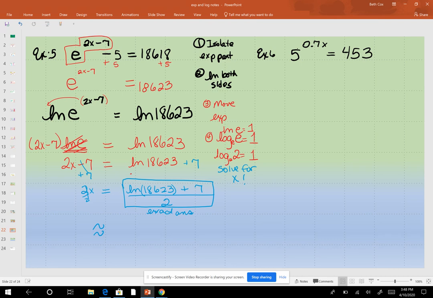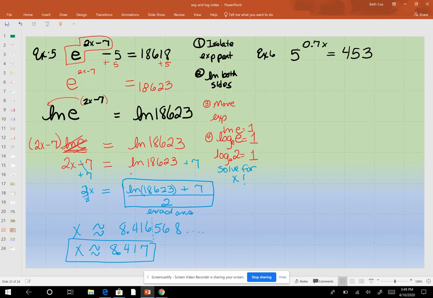And then to get an approximated answer, I have to pull out my calculator and try not to let my calculator slow me down. I'm going to hit clear, and I'm going to do natural log of 18,623, close my parentheses, plus 7 equals, divide by 2 equals, and I get 8.416568. And depending on how I want to round it, let's do 3 this time. If I am asked to round it to 3 decimals or to the thousandths place, that's going to give me 8.417. Please read your instructions to see which one you need to round to.